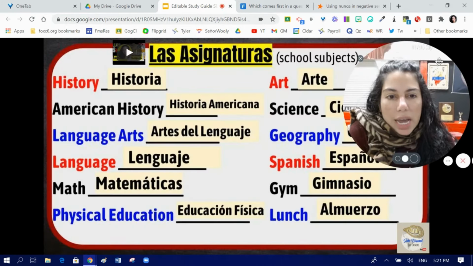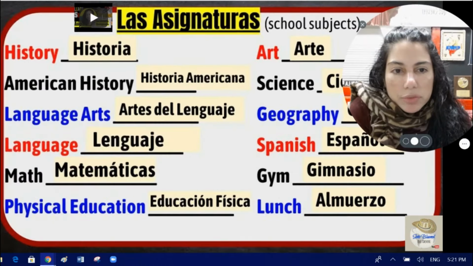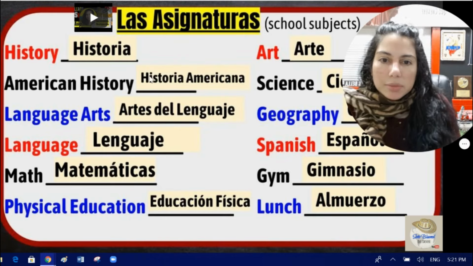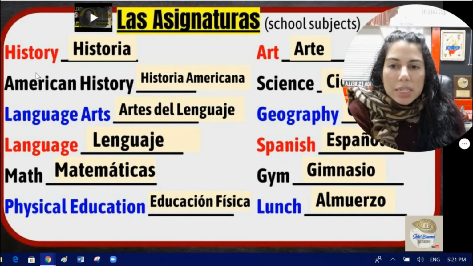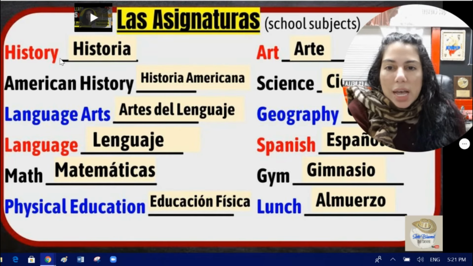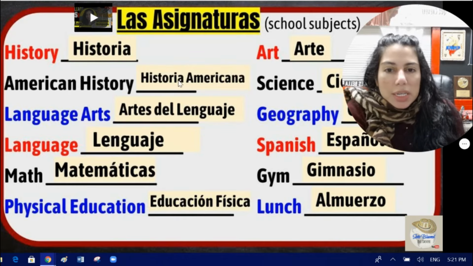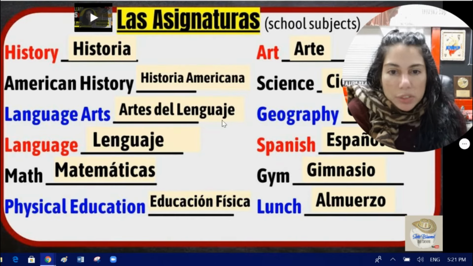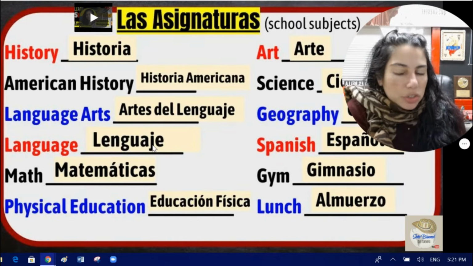In your study guide, you have a few that you have to fill in. So go ahead and get your study guide out and start writing this. Make sure you get the spelling correctly. So historia is history. Historia americana. Artes del lenguaje, language arts. Lenguaje is just language.